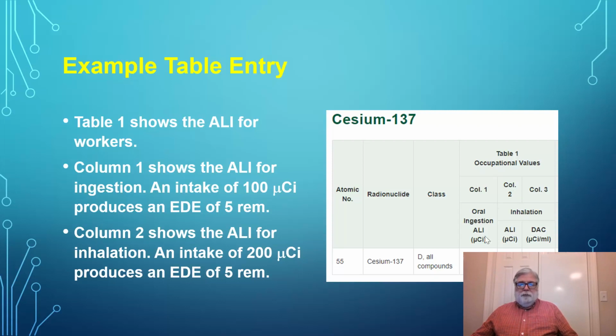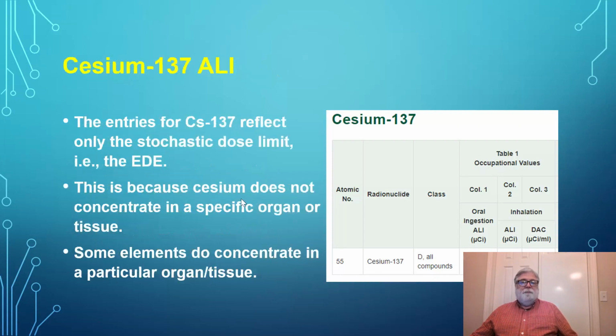And column 2 shows that a worker who receives an intake of 200 microcuries will have a committed effective dose equivalent of 5 rem if it's by the airborne inhalation pathway. So that's how we read these tables. We find the nuclide that we're interested in. Then we know our pathway of exposure, whether it's oral or inhalation. And then we can find out what would be the intake that would correspond to the annual limit.